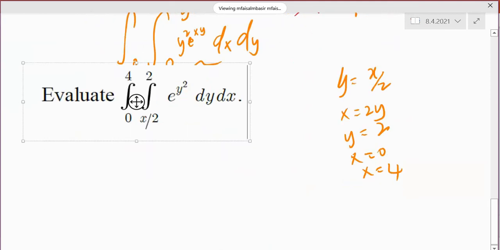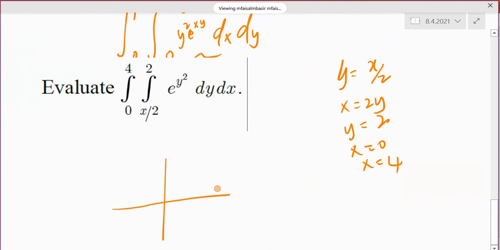And then you have y equals 2, x equals 0, x equals 4. So if I have to change the order, okay, x equals 2y, something like this. Y equals 2, x of 0 is here, and x equals 4. If I put x is 4, y equals 2 here. So this is the region.